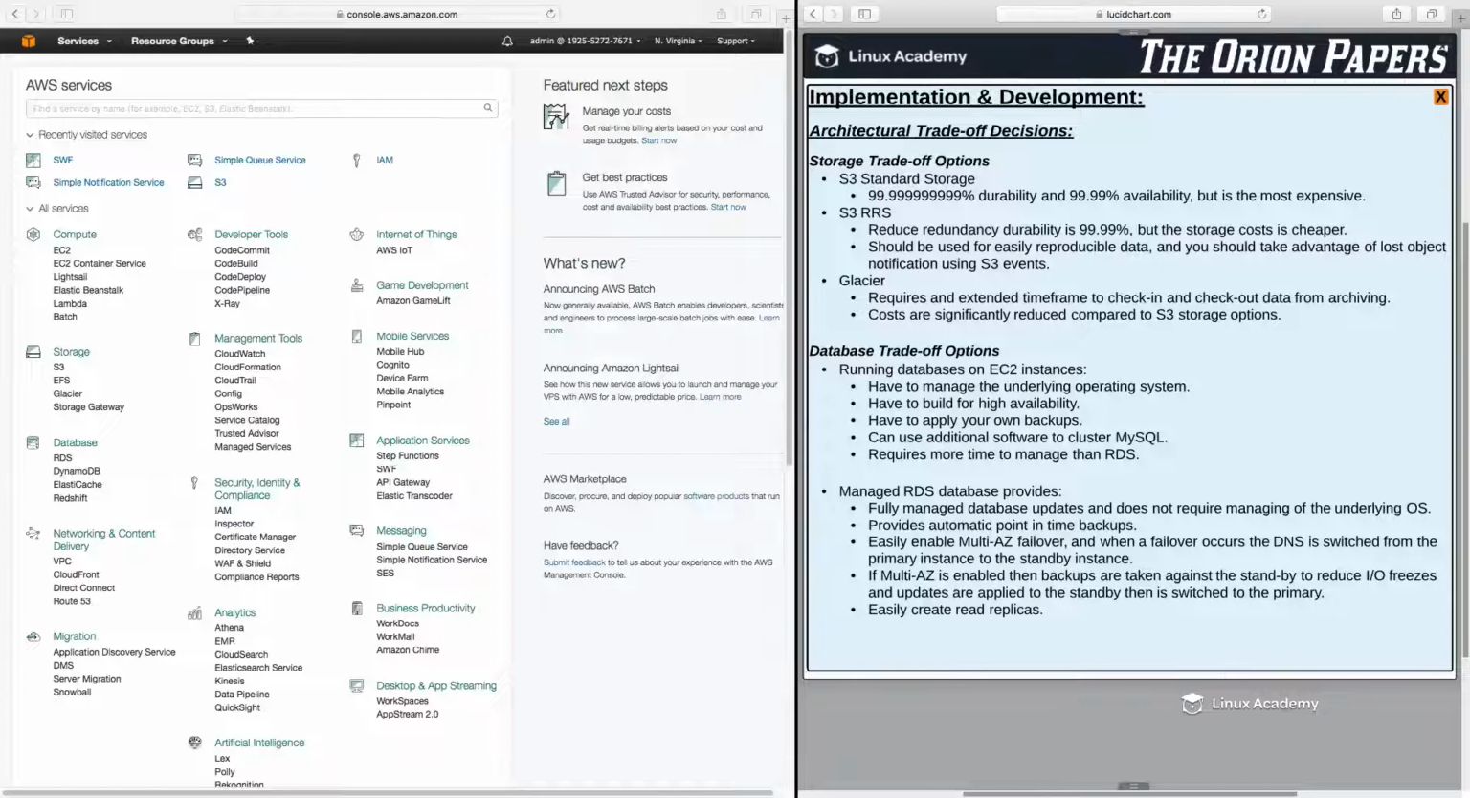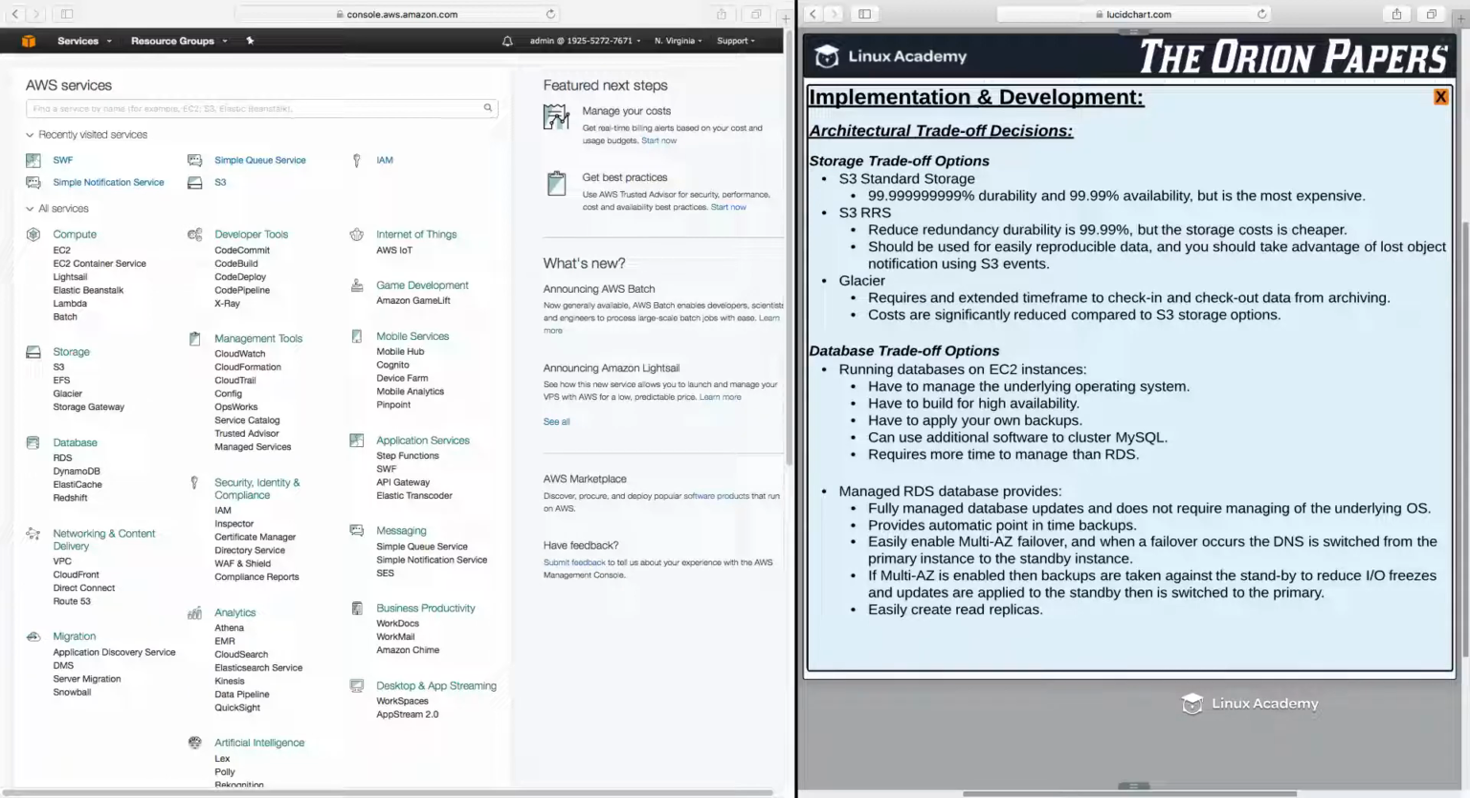Now, the same goes for Glacier because Glacier requires an extended time frame to check in and check out data from archiving. However, its cost is significantly reduced. So is your data or are your objects things that may be fine with taking a long time to retrieve? And if so, then you could put it in Glacier and save on the cost. However, then you do run the risk that if you do need it immediately, you won't be able to get it immediately. So there's trade-offs with all three different types of storage. And it's really important when architecting out your environments to really understand the differences and the trade-offs between each so that you are selecting the right one to meet the needs for your particular application or the type of data or objects that you're storing in S3.